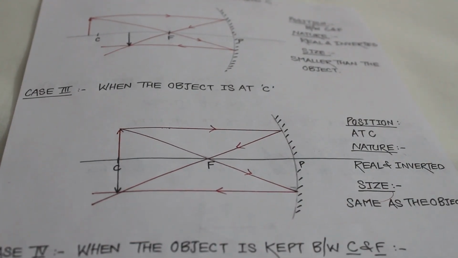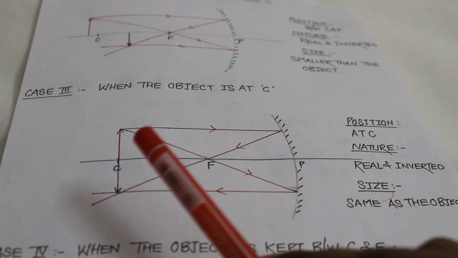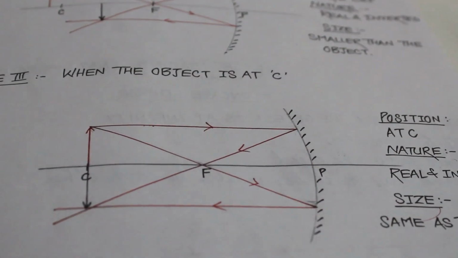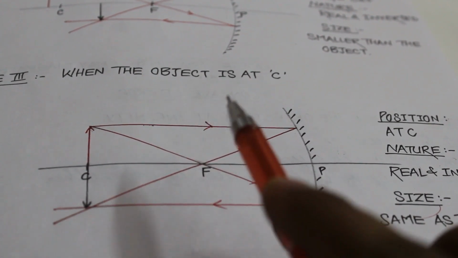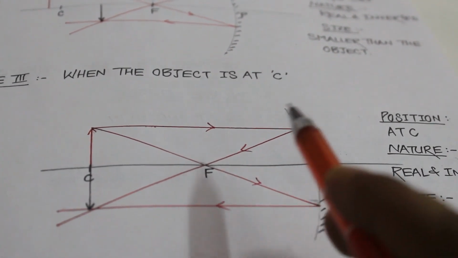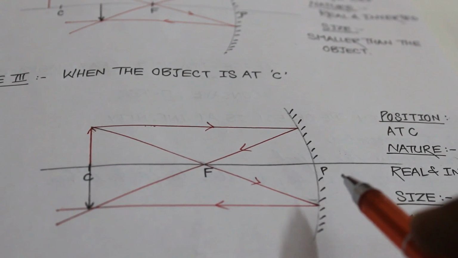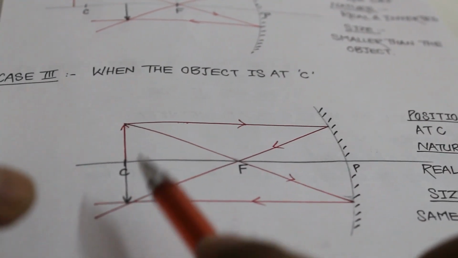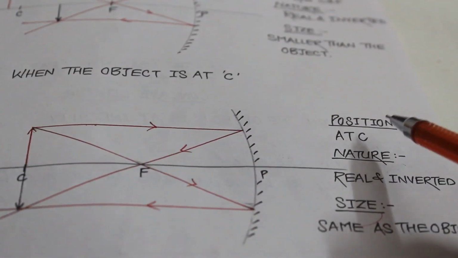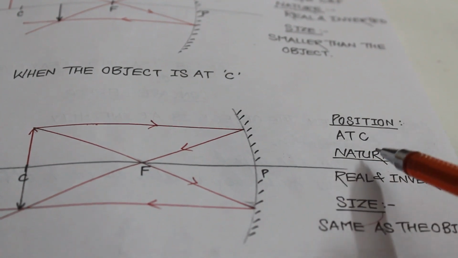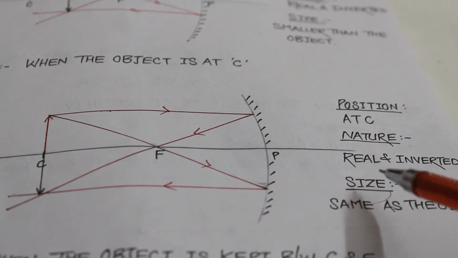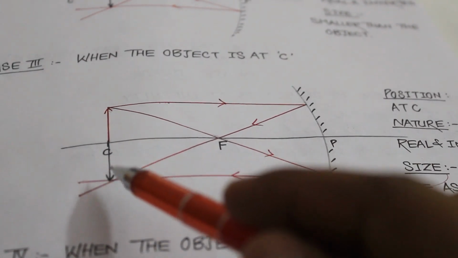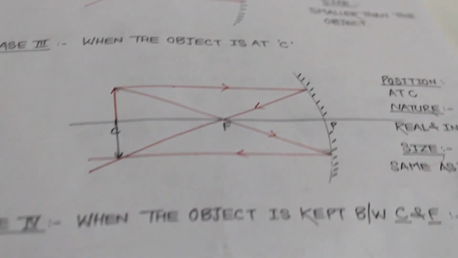Now moving on, we'll study case 3 when the object is at C. Here the arrow is behaving as an object, which we have already discussed, and it is kept at C. I have again used the first and second rule. If you again draw it with proper measurement, you will see that the image is formed just below C. So the position of image will be at C. The nature, as the reflected rays are actually meeting, it will be real and inverted, and size, you will see it is same as the size of the object.